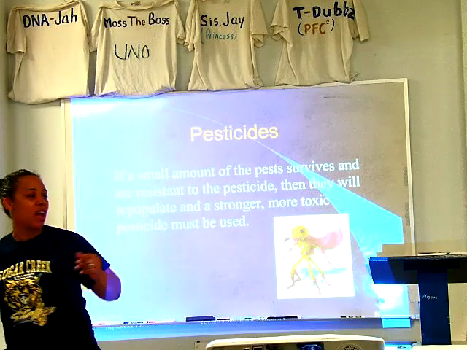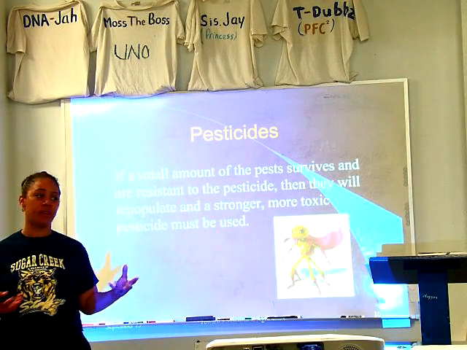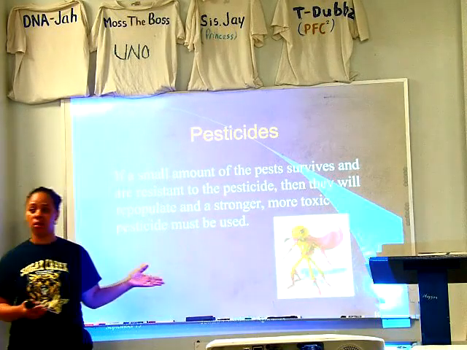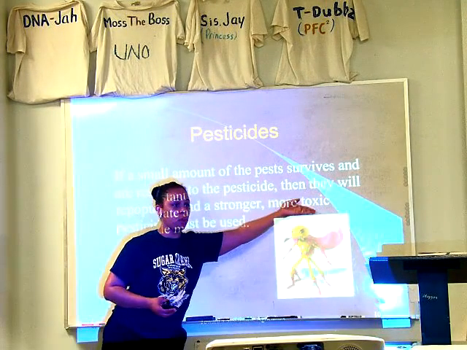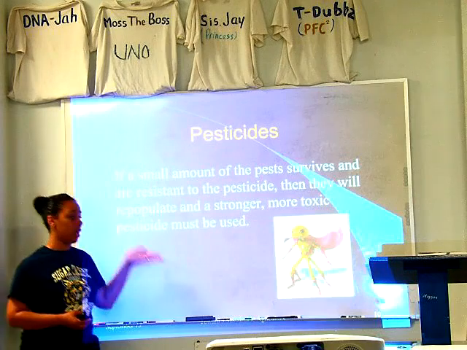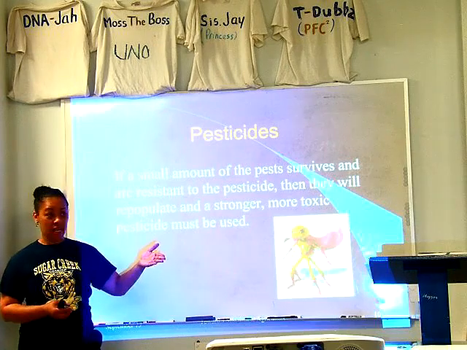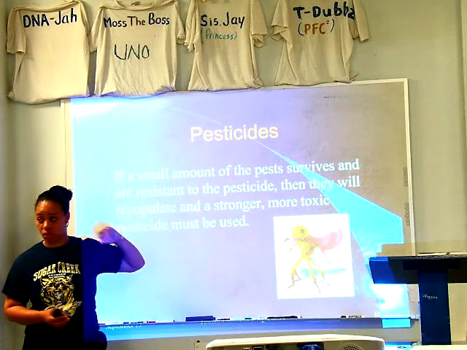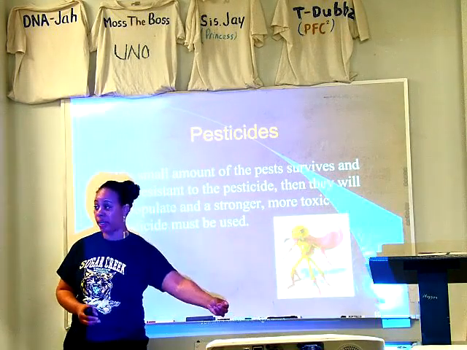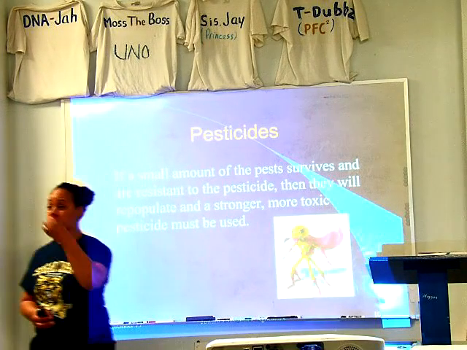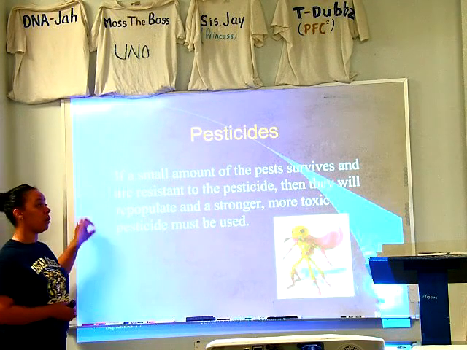So the fact that they're immune to it, they have to use more toxic pesticides to be able to kill those. The more toxic means the more deadly it is to not only these pests, but also to your soil. Also, the more harmful it is to your surrounding areas, and the more harmful it is to you. So, you want to put: some pests become immune, which means stronger pesticides.